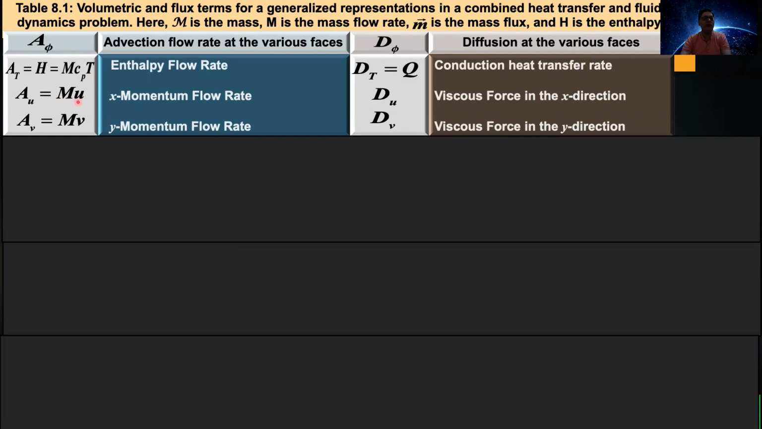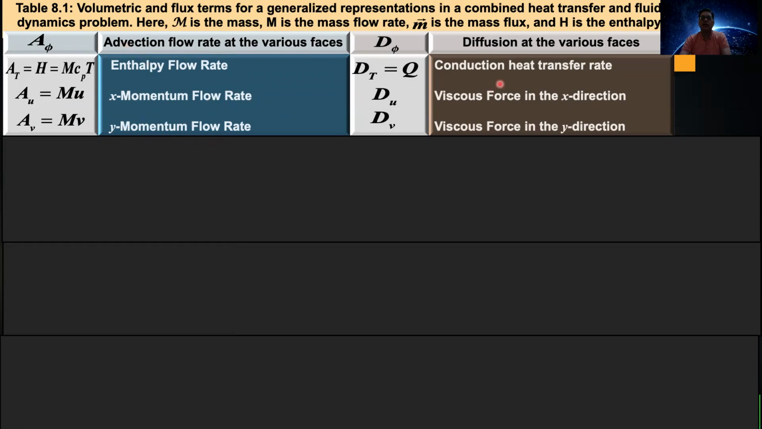When you multiply it by the velocity in the x direction, it gives you the x momentum flow rate. And when you multiply this with the v velocity, it gives you y momentum flow rate. So in this table, the generalization of enthalpy flow rate into an advection flow rate is presented. Now in this topic, when we talk about the x momentum, the advection will correspond to x momentum flow rate. For y momentum conservation, advection will correspond to the y momentum flow rate.